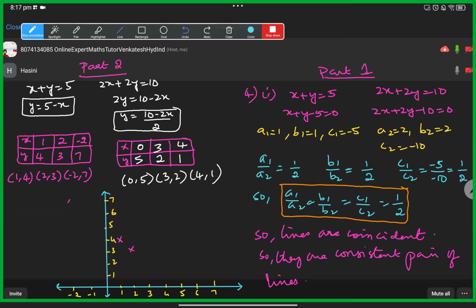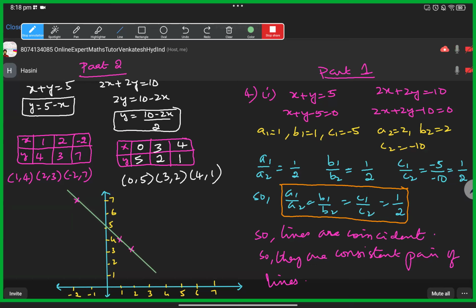Just a second. So plot this point. X is minus 2 and y is 7. Come here. X is minus 2, y is 7. Okay, Hasmi? Let's take this. So now I am drawing the line. You can see the line, Hasmi.